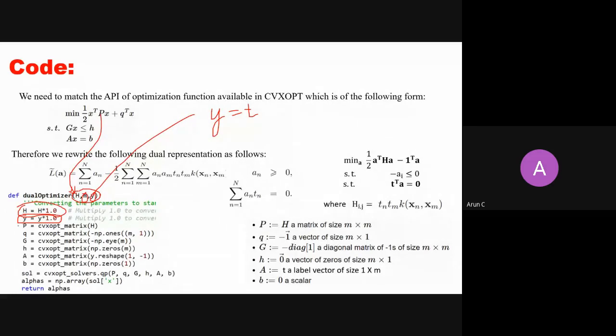And this is your P. You are defining P with the help of H, right? As I said, H is nothing but an entry here. Then you can define all your Q, G, H, A and B. And when you give it to a solver, right, it will give you some vector of alphas, where some are non-zeros and most of them are zeros, right?